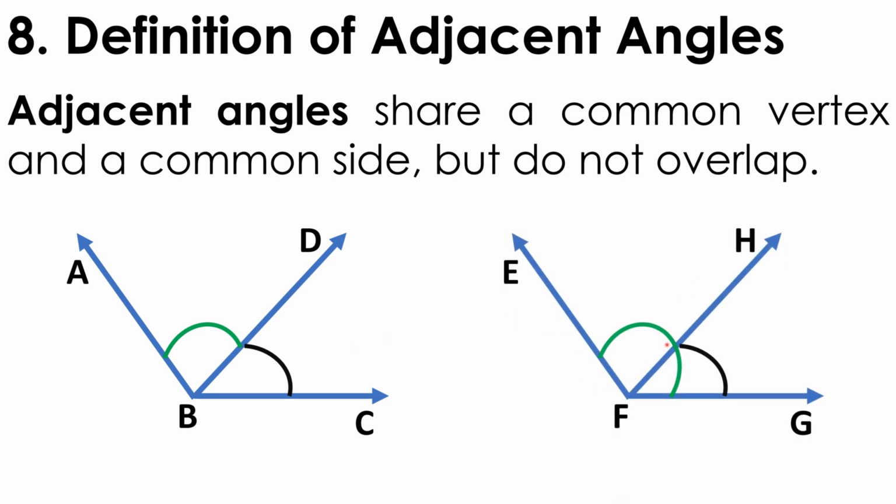Now let's proceed to the other figure. So I have here angle EFG and angle GFH. Both angles have F as common vertex and ray FG as a common side, but the interiors of the two angles intersect. This means that the two angles have common interior points. Thus, angle EFG and angle GFH are not adjacent angles.